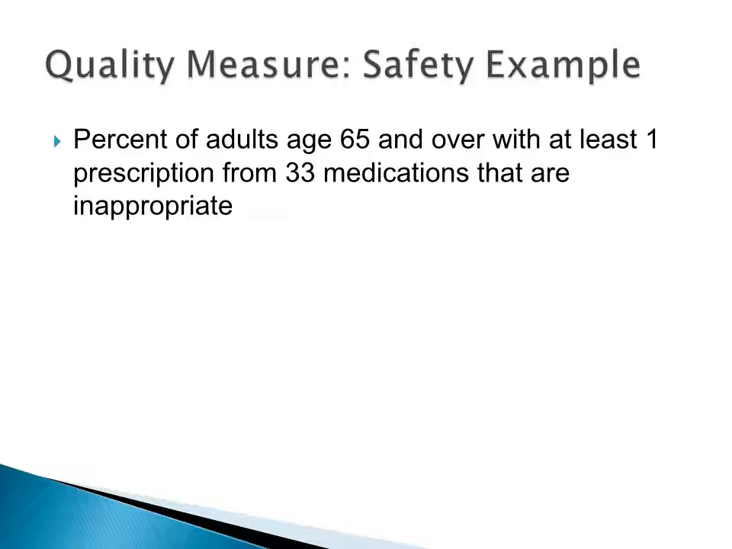For example, benzodiazepines. That's a safety issue because it puts them at significant risk for falls. So that's a measure of quality: what percent of the patients in this nursing home, let's say, have a prescription for at least one of these 33 medications that are inappropriate.